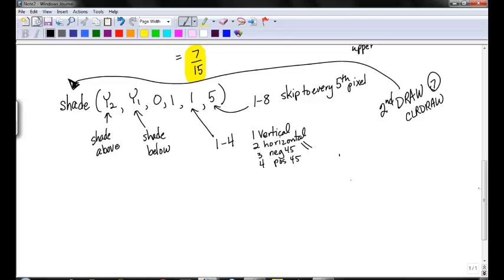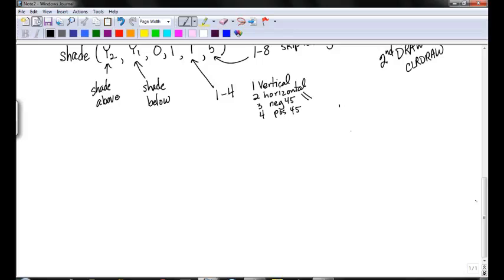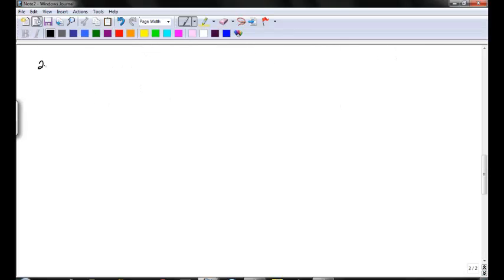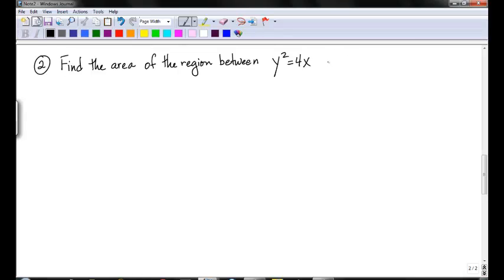Okay, now we're going to do another example. Okay, and say they ask you to find the area of the region between y squared equals 4x and the line 4x minus 3y equals 4. Okay?